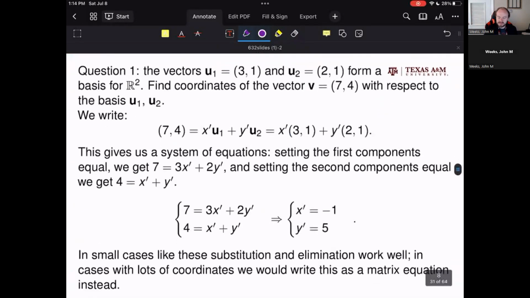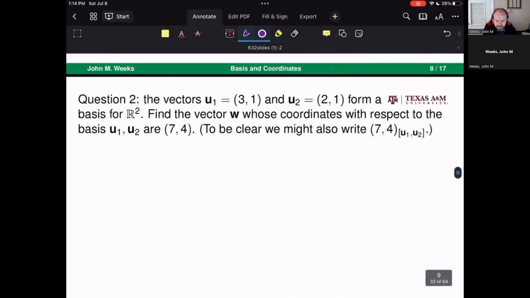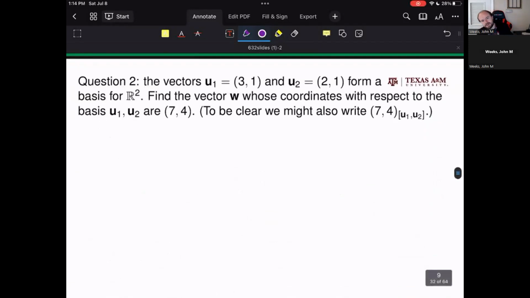Now, notice that in small cases like this, we could just use substitution and elimination. Essentially, that's a neat way to solve for these values. But in cases where you have a lot of coordinates you need to solve for, namely if you're working in something like R4 or R6, it's probably better to write this in terms of a matrix equation instead. And we'll talk about that in just a little bit. But let's see this in another example first. Let's see this in terms of question 2.